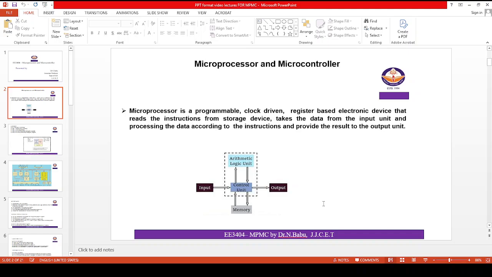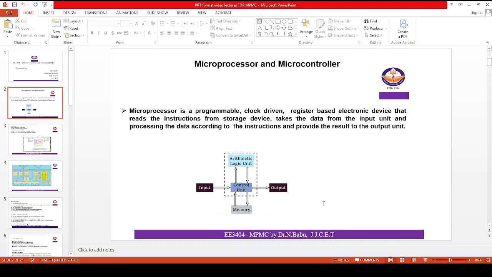In microprocessor and microcontroller, first of all, I will discuss the microprocessor only. Initially, what is a processor? How many units are available in the microprocessor? Any processor consists of three important parts: one is called the input unit, another is the output unit, and another is the central processing unit. Input unit, output unit, and the CPU, or central processing unit.